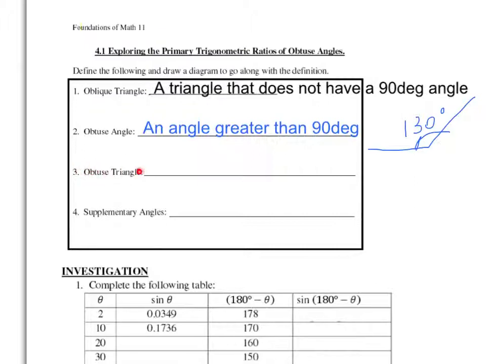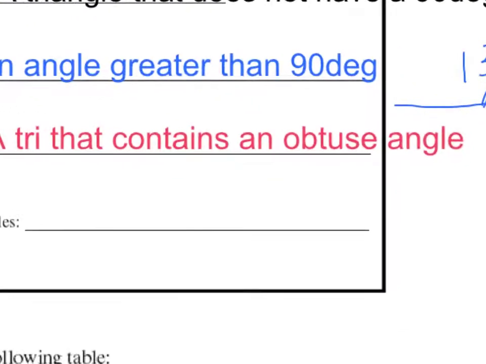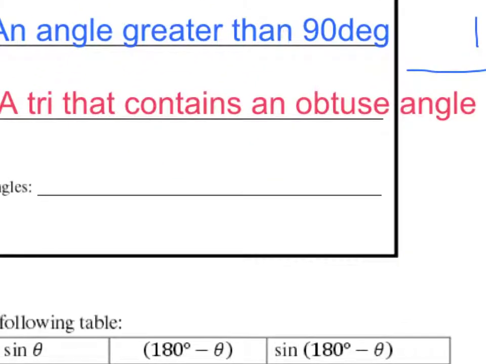What about an obtuse triangle? Well, it simply is a triangle that contains an obtuse angle. So if we're to zoom in here to draw a diagram, that would be our obtuse angle right there, and then we'd make a triangle. That angle maybe is 160, and then we would have our obtuse triangle, which contains an obtuse angle greater than 90 degrees.